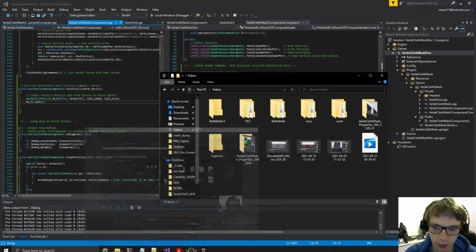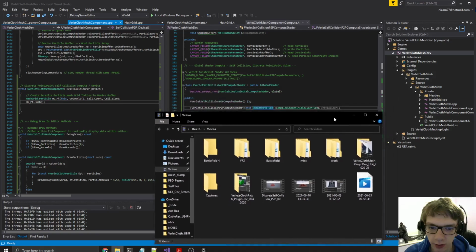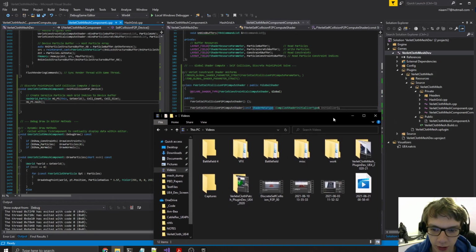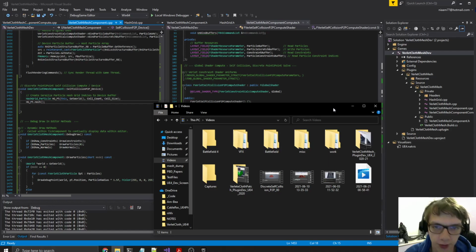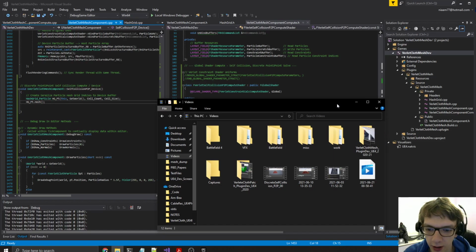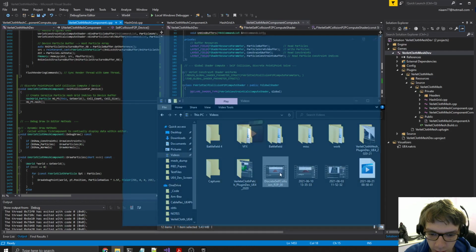Okay, so I'm going to implement a GPU version of the self-collision implementation I've been working on. Currently it's a discrete self-collision implementation using particle-to-particle or point-to-point collisions. So I'll just show it quickly.